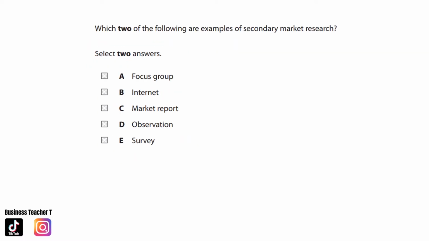Now we've got a question on secondary market research. Which two of the following are examples of secondary market research? A, focus group. B, the internet. C, market report. D, observation. Or E, survey. And the answers are B, the internet, and C, market report.